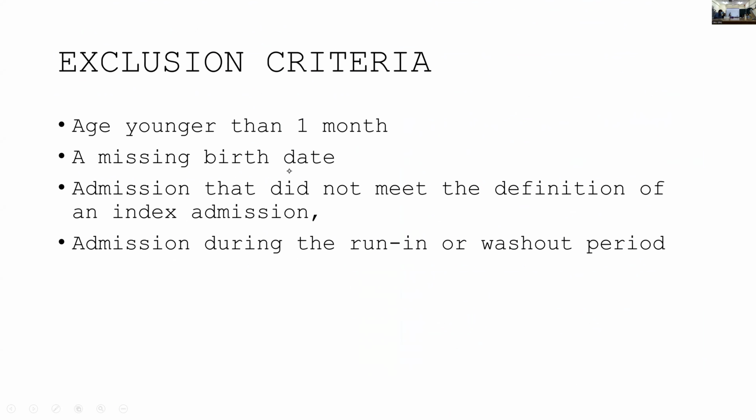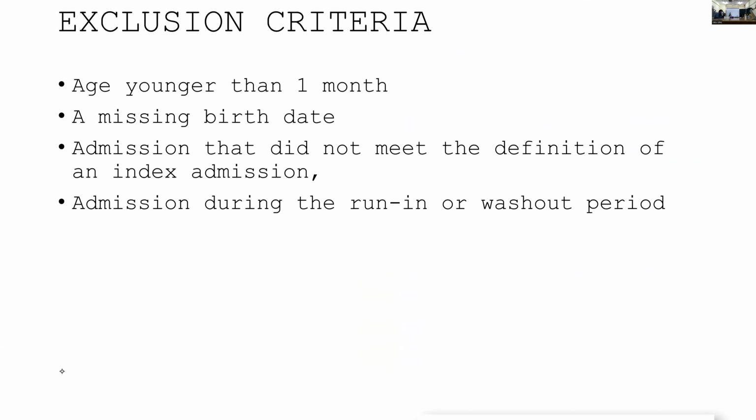Exclusion criteria is age younger than 1 month, if the patient has a missing birth date, an admission that did not meet the definition of an index admission, and if the patient was admitted during the washout period or the run-in period.